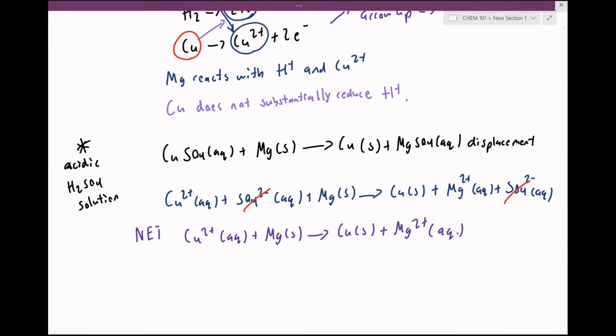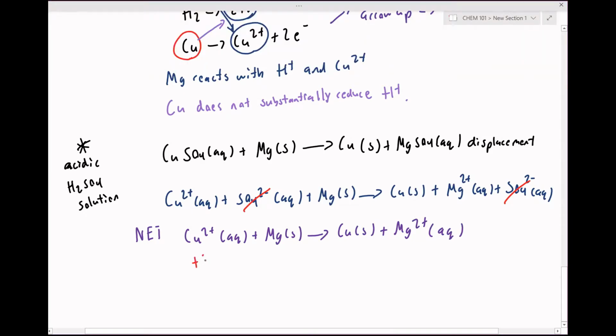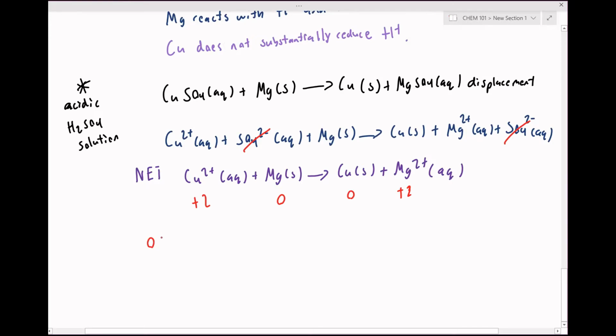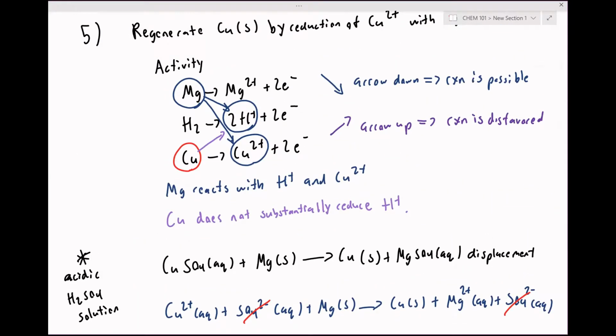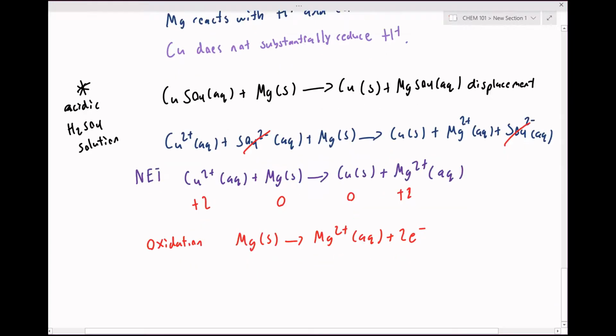And as we can see, if we just look at our oxidation numbers, copper is going from +2 to 0, magnesium is going from 0 to +2. So if we had to write down our half reactions, our oxidation half reaction is magnesium solid going to magnesium 2+ aqueous plus 2 electrons. And this is the reason why I really like activity series, is we can actually figure out our half reactions just by staring at our activity series table. It has most of the half reactions there for you to transcribe.